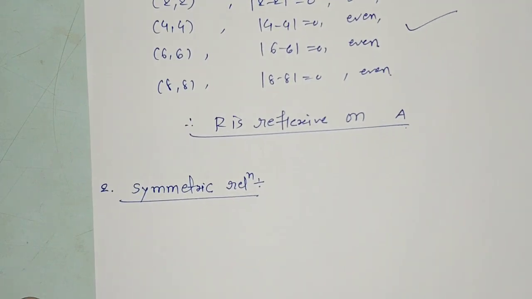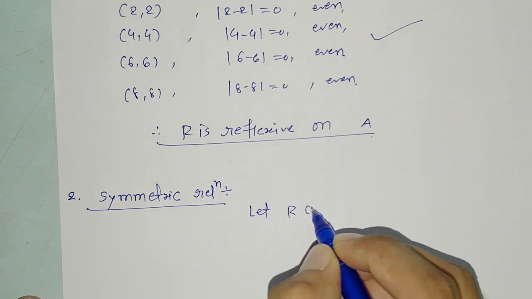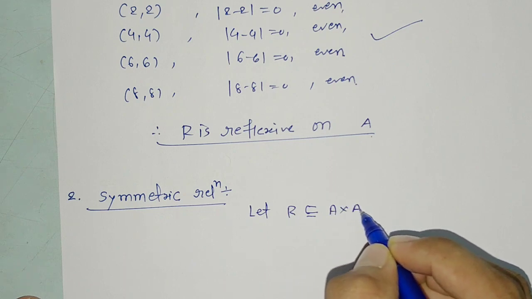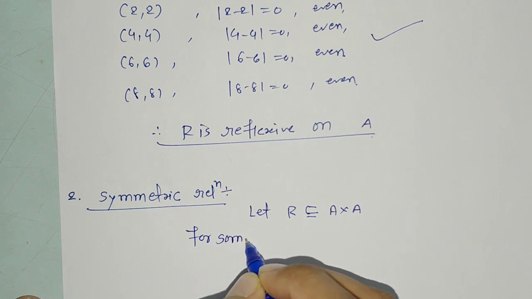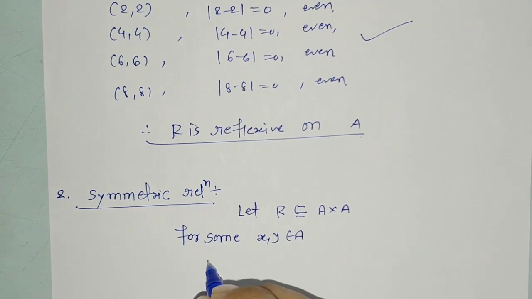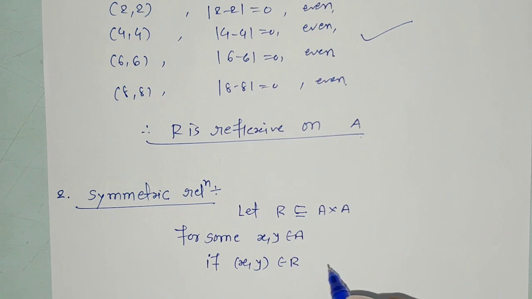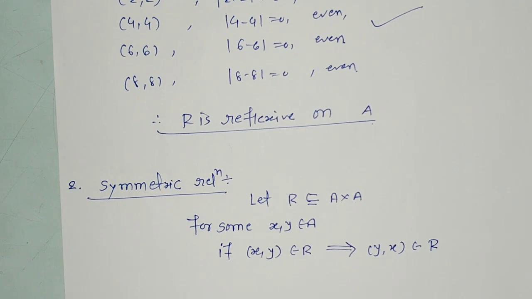Now the next relation is symmetric relation. Let's define it first and then we understand it. Let R be a subset of A cross A. For some (x, y) belongs to A, if (x, y) belongs to R, it must imply (y, x) belongs to R. This is the definition of symmetric relation.